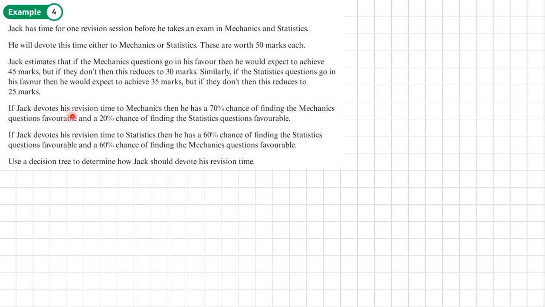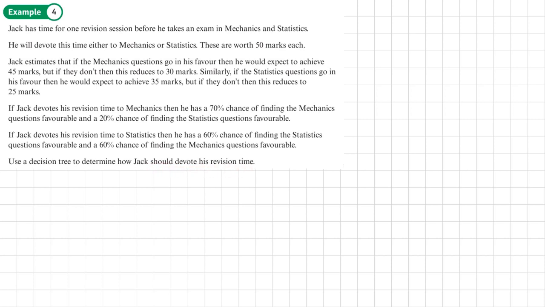If Jack devotes his revision time to mechanics, then he has a 70% chance of finding mechanics questions favourable and a 20% chance of finding the statistics questions favourable. If Jack devotes his revision time to statistics, then he has a 60% chance of finding the statistics questions favourable and a 60% chance of finding mechanics questions favourable. Use a decision tree to determine how Jack should devote his revision time.